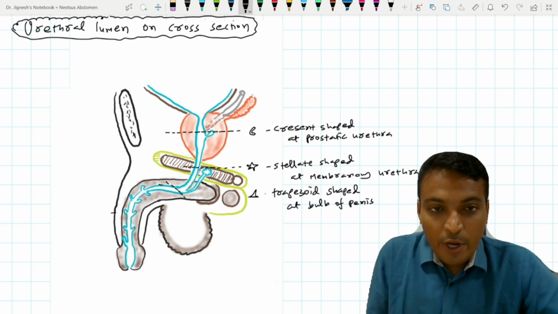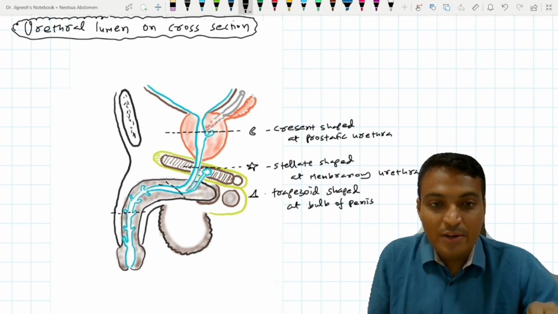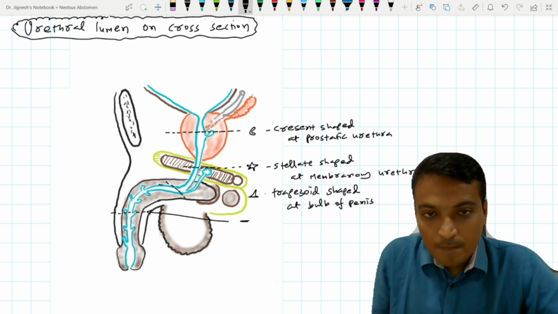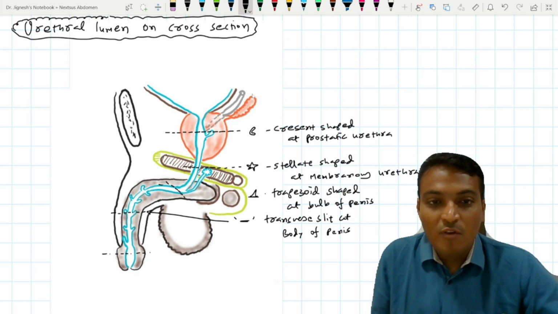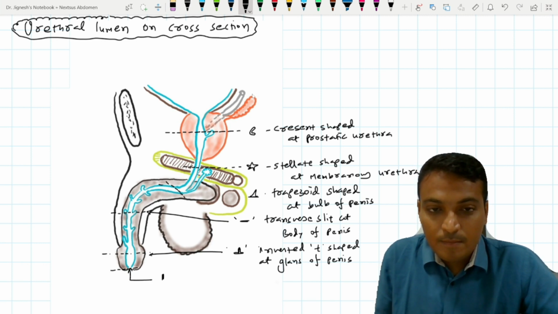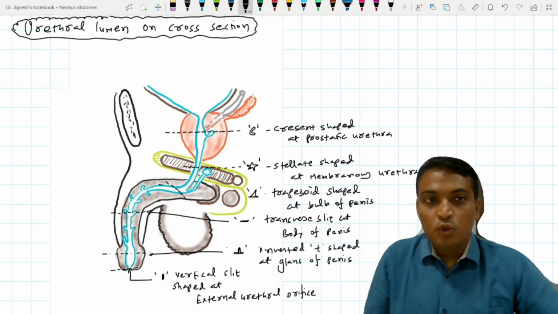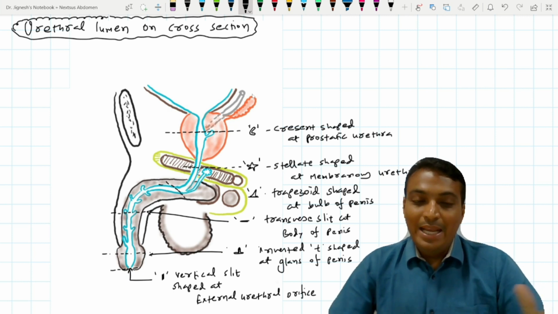At the level of the body of the penis, the lumen of the urethra is in the form of a transverse slit. At the level of the glans penis, the lumen is in the form of an inverted T shape. And at the external urethral orifice, the lumen is in the form of a vertical slit. So this is the urethral lumen on the cross sections. Many MCQs can be asked from the shape of the urethra.